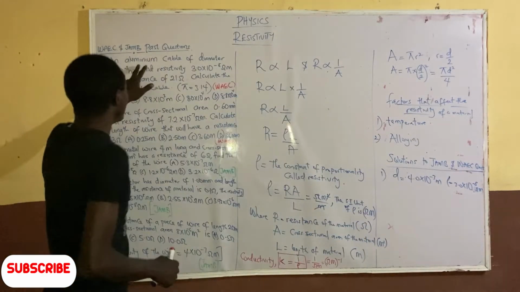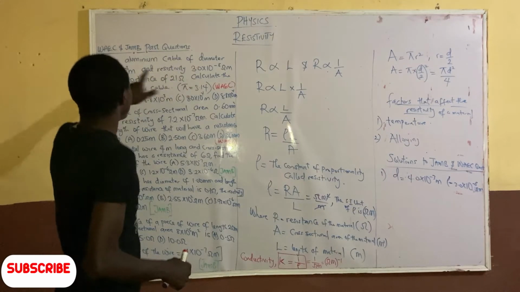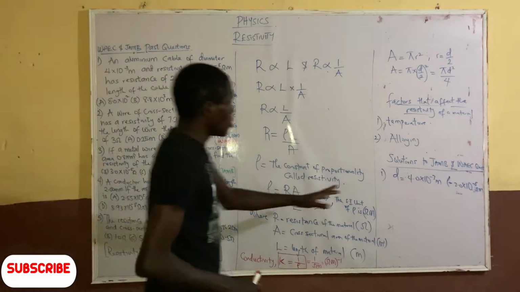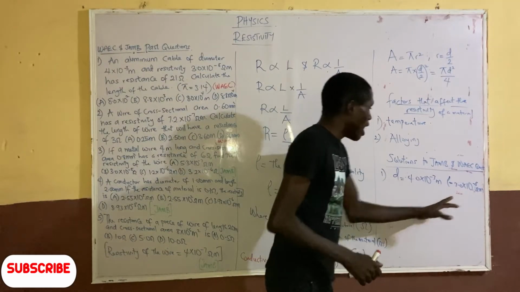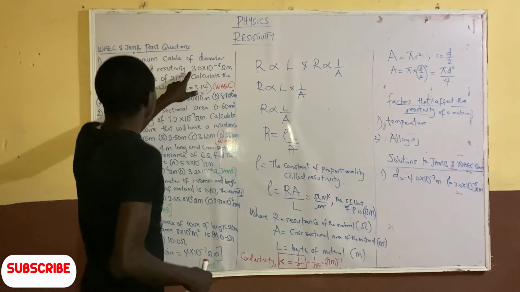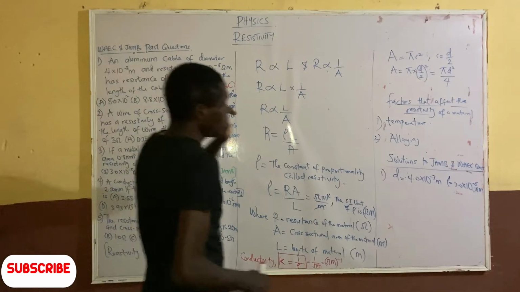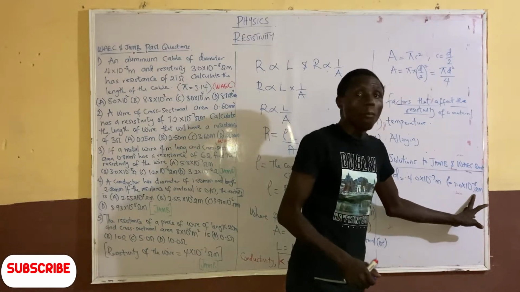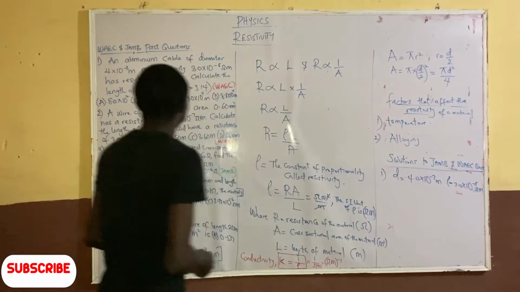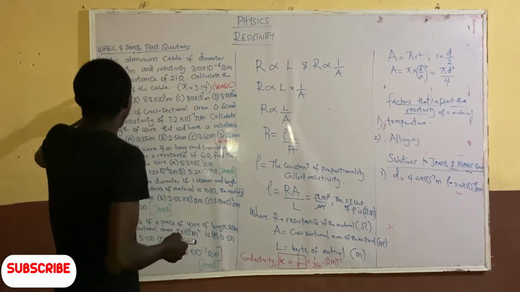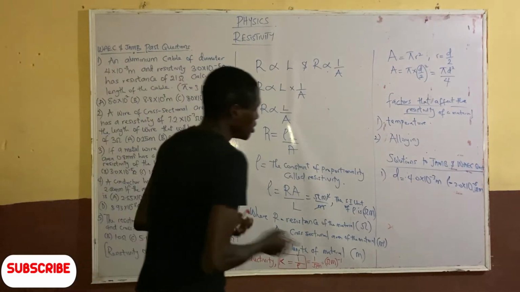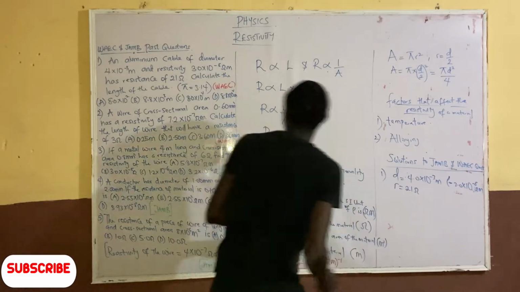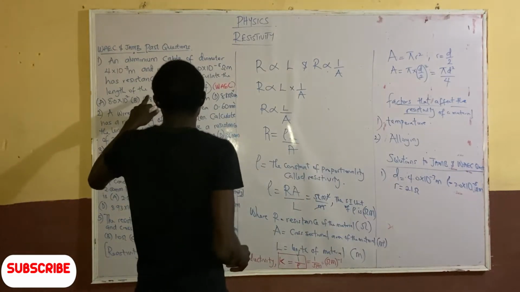Question 1 says an aluminium cable of diameter 4 times 10 raised to the power minus 3. So the diameter is 4 times 10 raised to the power minus 3. And the resistivity, which is rho, is 3.0 times 10 raised to the power minus 8 ohm meter. So that's that for the resistivity. And it has a resistance of R equal to 21 ohm. Calculate the length of the wire.